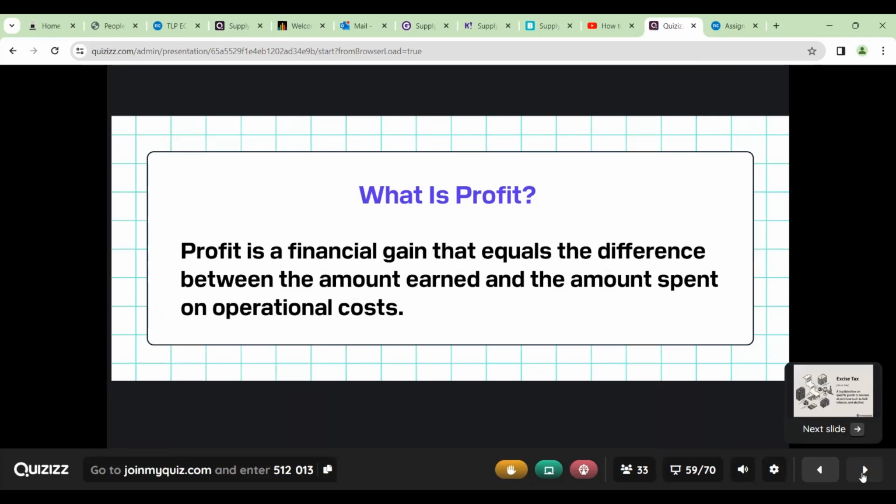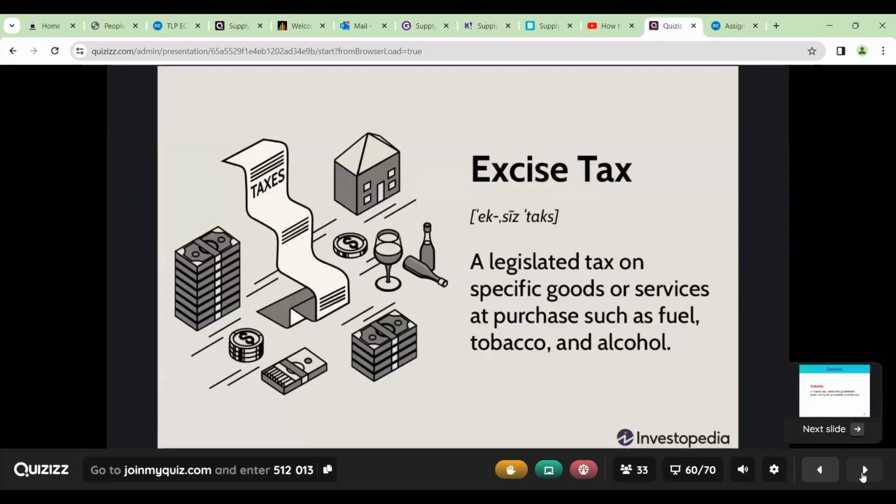So profit is a financial gain that equals the difference between the amount earned and the amount spent on operational costs. Excise tax is a legislative tax on specific goods and services that is purchased, such as fuel, tobacco, and alcohol. We talked about this last week. They put taxes on those because they're not good. There's a lot of negative externalities from fuel through emissions, tobacco through lung cancer, alcohol through health problems. So they put taxes on it to discourage use in a lot of cases and also generate a lot of revenue for the government.